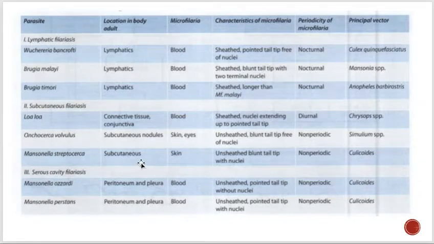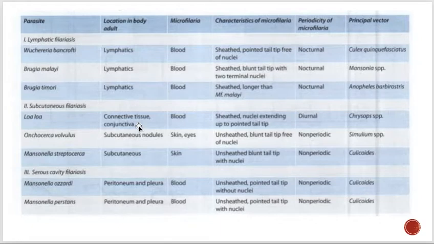So now you can see over here, of course, the location in the body. These three live in lymphatics, these three live in subcutaneous tissue, these two live in the peritoneum as well as the pleura, because they cause the body cavity filariasis. You can see the microfilariae of these three are all in blood. This one is in skin or eyes, skin, and they also reside in the blood. As I told you, it's very hard to remember each and everything, how to differentiate rather. So these are the organisms which cause lymphatic filariasis, subcutaneous filariasis, or serous cavity filariasis, right?